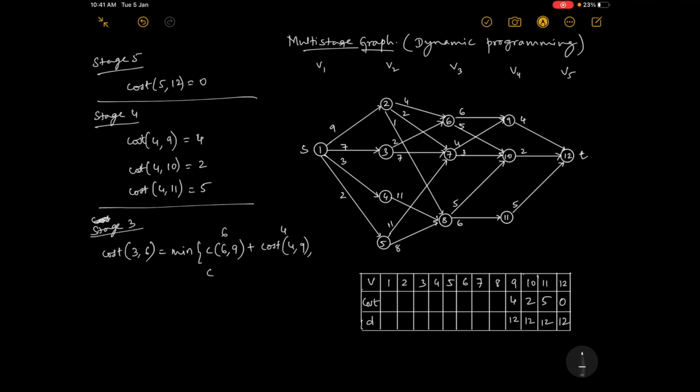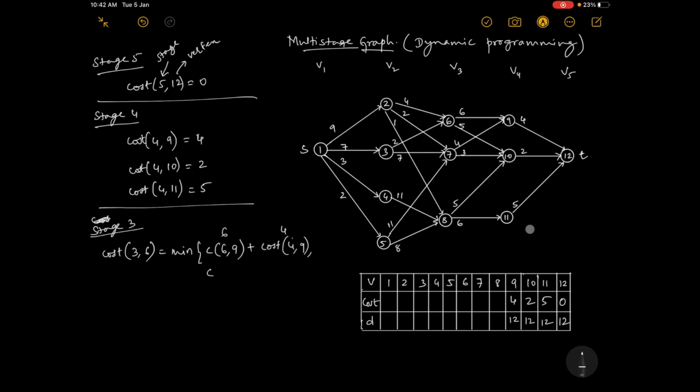So sometimes to understand the formula we'll have to first use it, so we are using it. So I am putting it in a formula, in a form. C of 6 comma 9 means its edge, it's a weighted edge, and cost of 4 comma 9. What is cost of 4? See, this is always stage and this is always vertex. You should remember this. So here I have written cost, so here also I am writing cost.